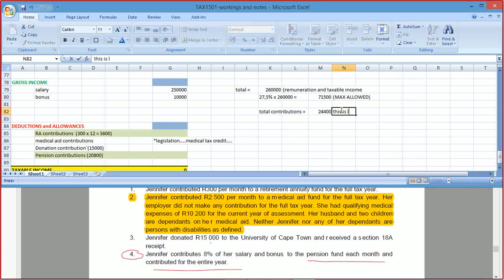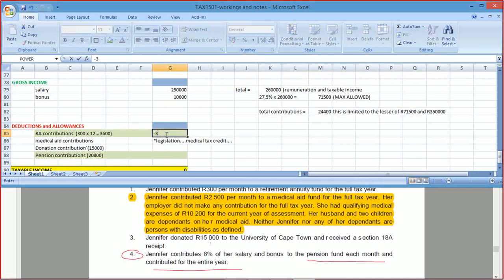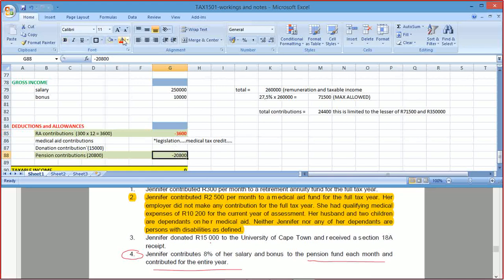Okay, this is limited to the lesser of what we just calculated, 71,500, and an annual contribution of 350,000. Right, so would she be able to claim everything she paid? Yes, she will. Good. Okay, so minus 36 here and minus 20,800 there. Right, there are two deductions that would be allowable against her gross income. Got that? Yeah. Okay, what else do we need?